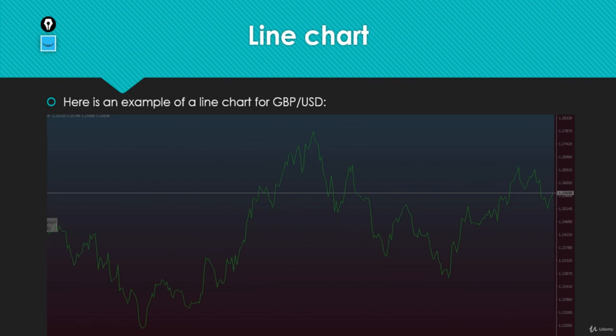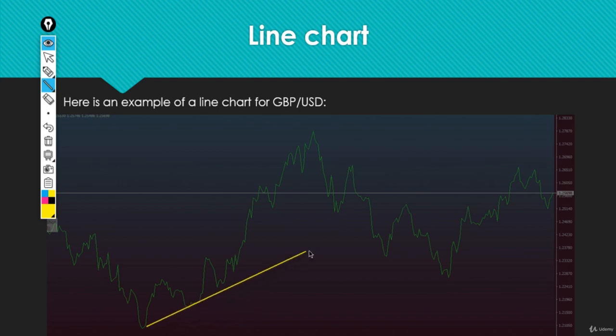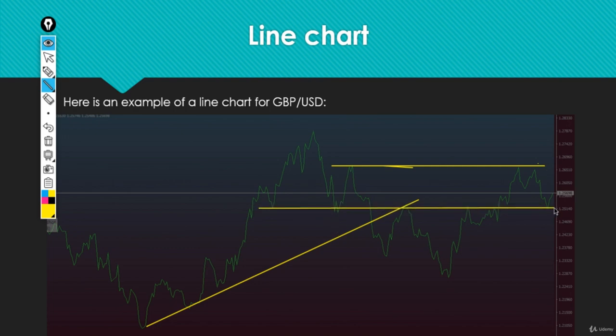Here is an example of a line chart for British Pound USD in time frame 4 hours, and I will show you what I told you. Here you can draw, as I told you, a trend line. Here you are doing support, and here you have done another one. I think everything is very clear like that.